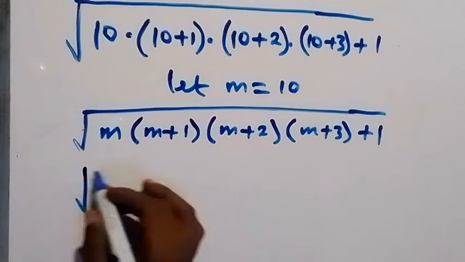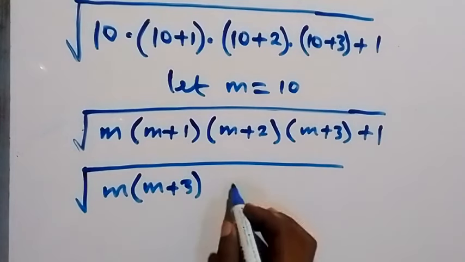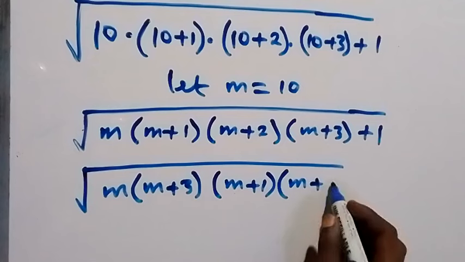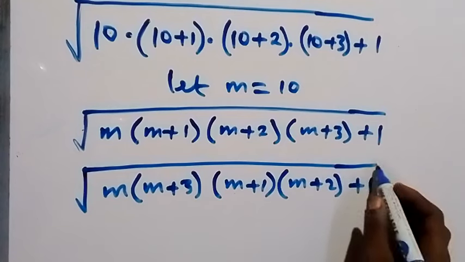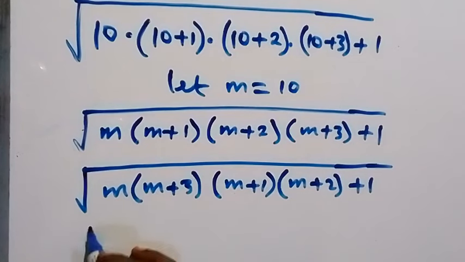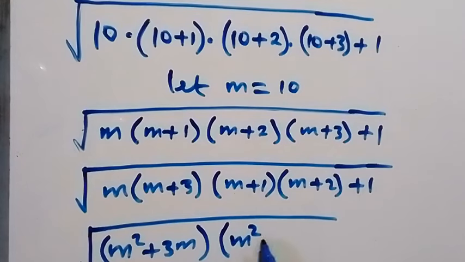So we have the square root of m into bracket m plus 3, then m plus 1 and m plus 2 together, we have m plus 1 into bracket m plus 2, then plus 1 from here. Then in the next step, we expand this: we have m times m plus 3, so we have the square root of m square plus 3m. Then let's put this in bracket, then multiply by, let's expand this. We have m square plus 2m plus m plus 2, close bracket, then plus 1. That's the expansion for that there.